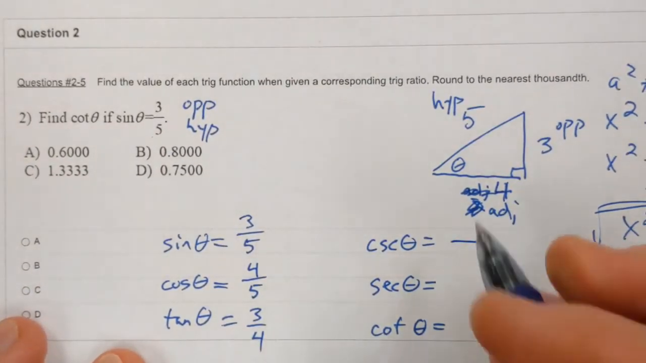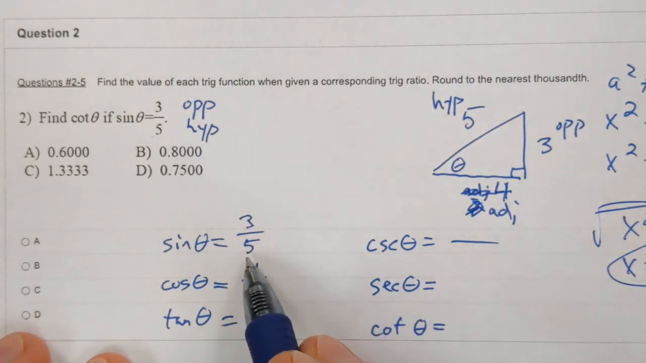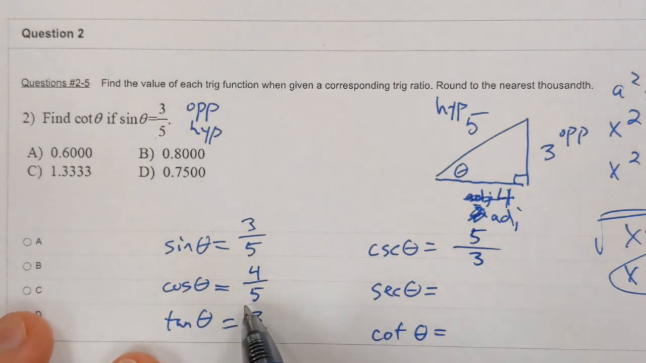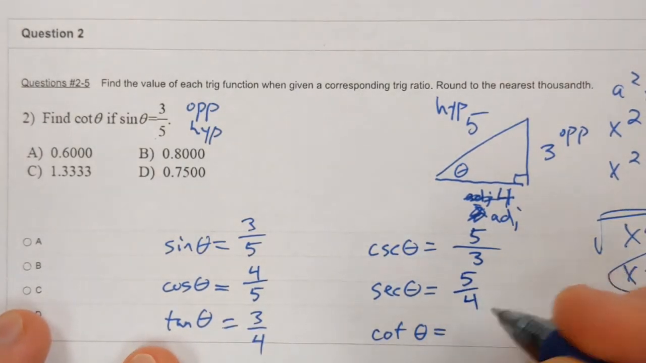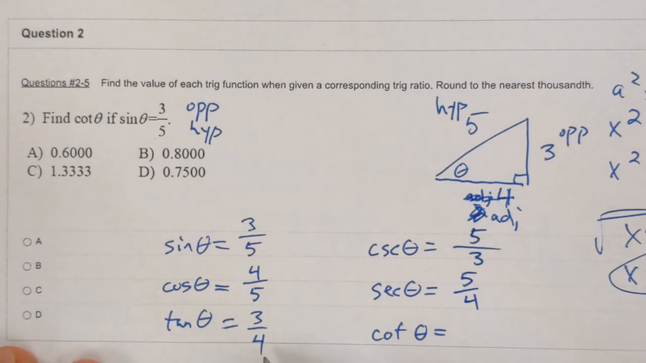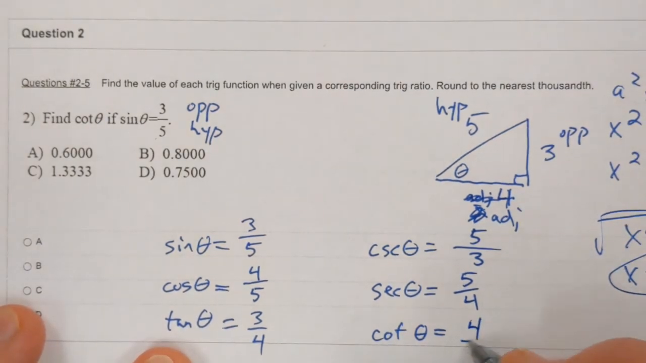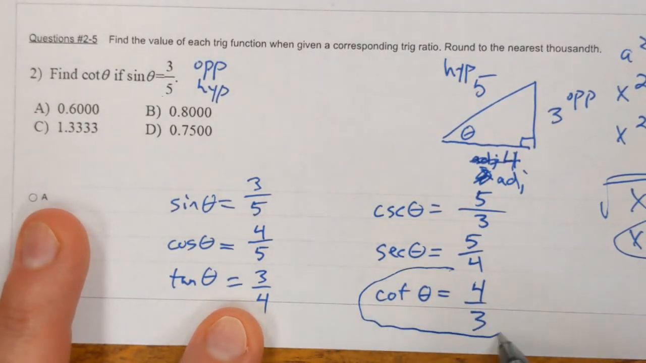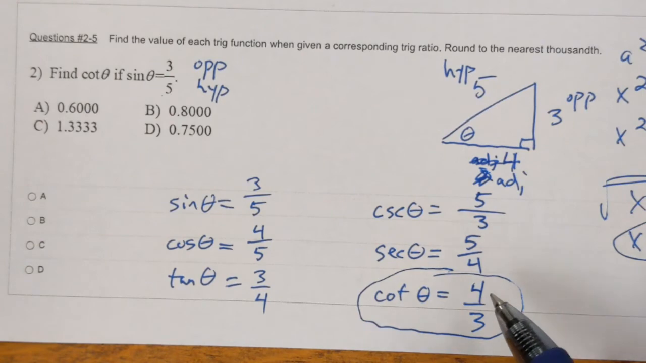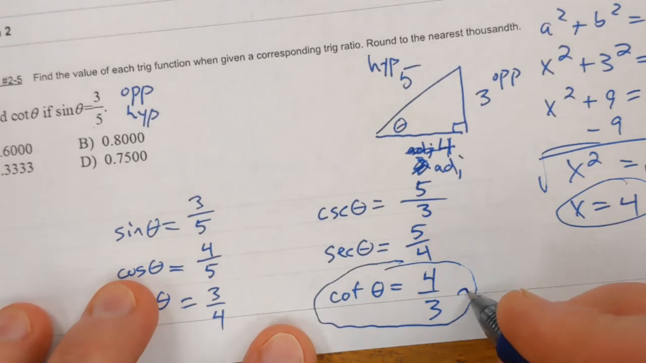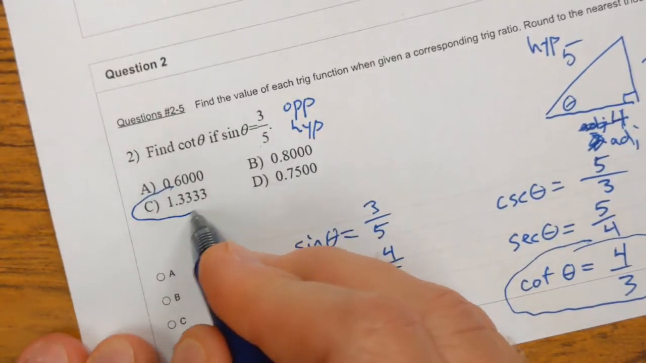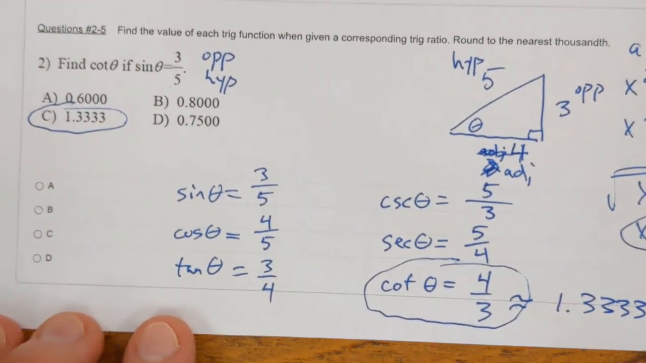And then let's look at our new guys. Cosecant is just the reciprocal of sine. It'd be 5/3. Secant is the reciprocal of cosine. It would be 5/4. And lastly, cotangent would be the reciprocal of tangent, 4/3. Yes, I know I'm an overachiever. I did not need to find all of those. I just needed to find cotangent. So if I divide in my calculator, 4 divided by 3, you get approximately 1.3333. And so that is the answer I was looking for.